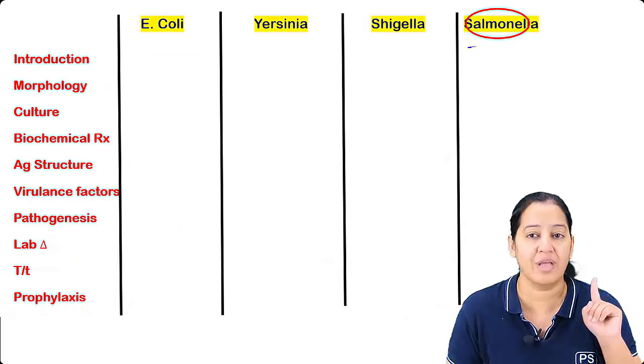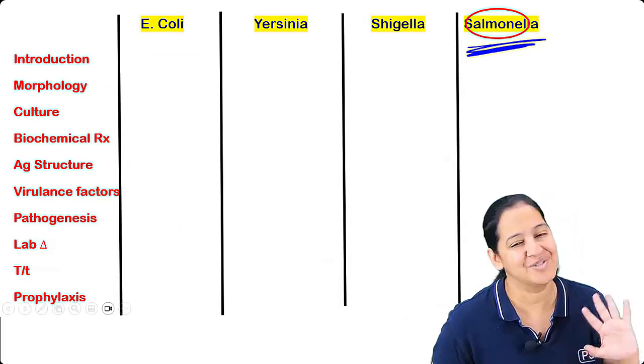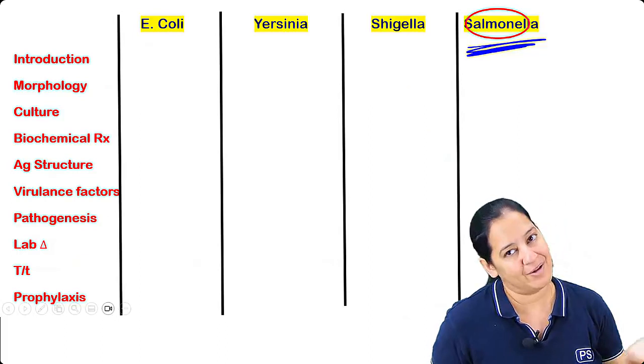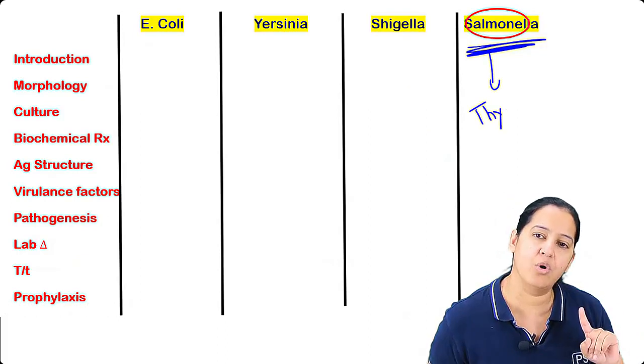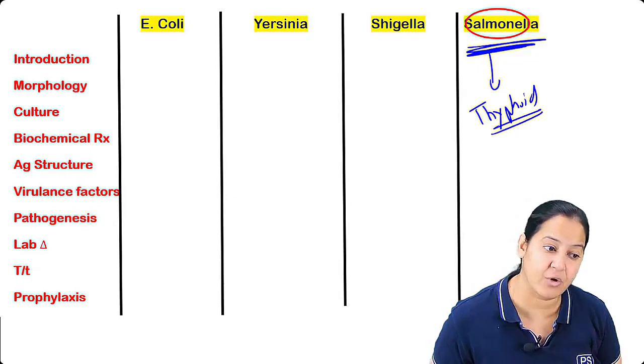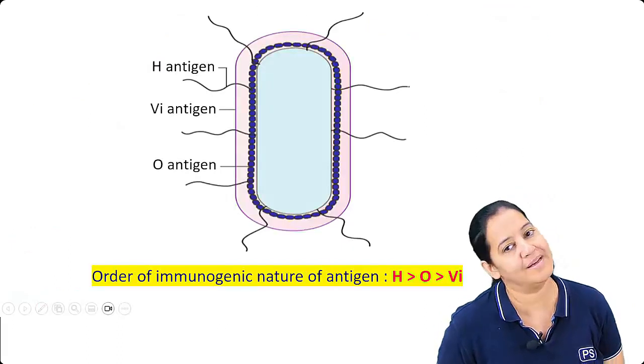Okay. Coming to the last bacteria here, Salmonella. So Enterobacteriaceae will be done. Coming to the last one, Salmonella. Salmonella causes typhoid. I guess you all know it causes typhoid. It is the causative agent of typhoid. So let's start Salmonella. Let me tell you the diagram of Salmonella.